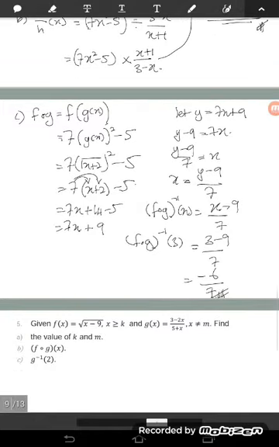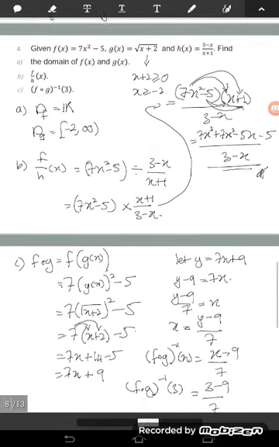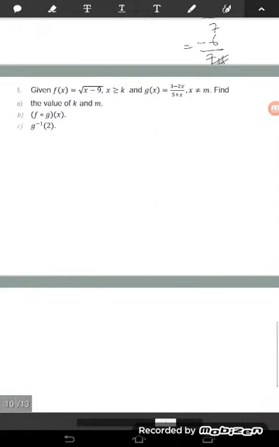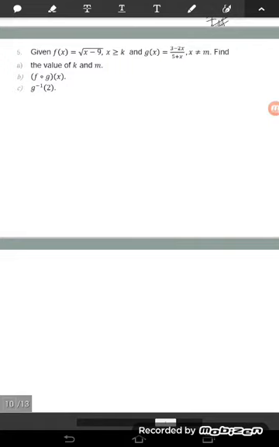Okay, so banyak soalan nasib berkaitan domain je, range tak ada kan. Asyik domain. Okay, so kita tengok nombor 5 ni. Okay, so we look at number 5.